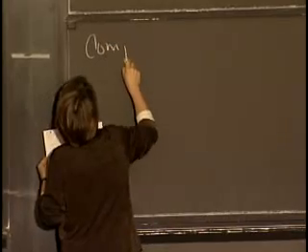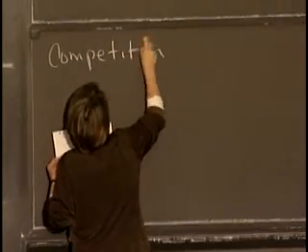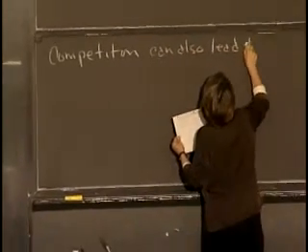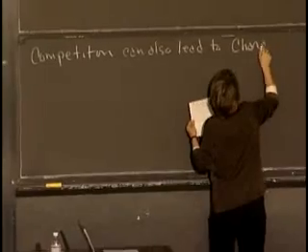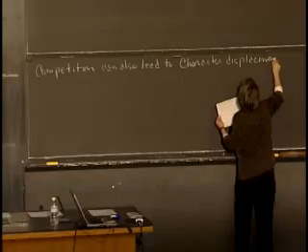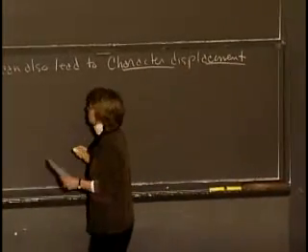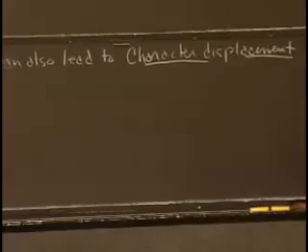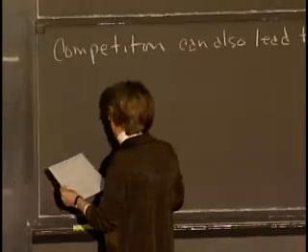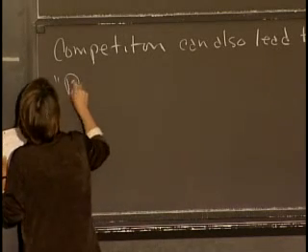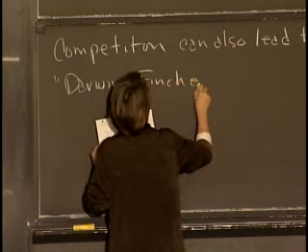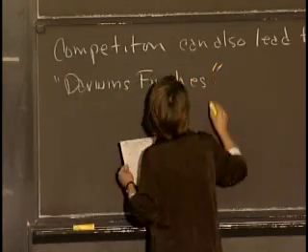Competition can also lead to character displacement, which in turn can lead to actual competitive coexistence. And as an example of this, we're going to talk about Darwin's finches on the Galapagos Islands.